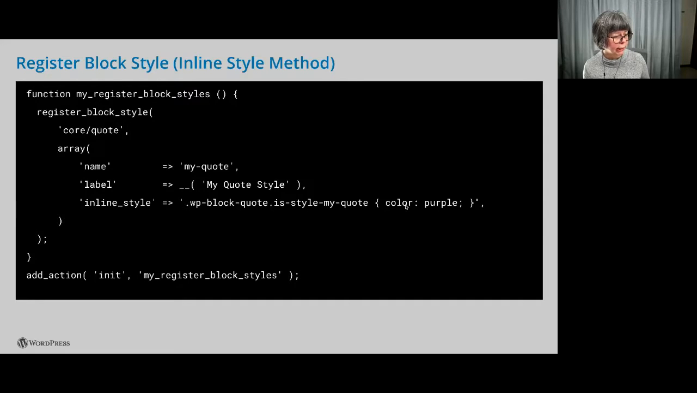So I set the text color to purple, just as an example. And then I close everything out. And then at the bottom, I add the action into the init hook so that WordPress loads it along with the block editor.